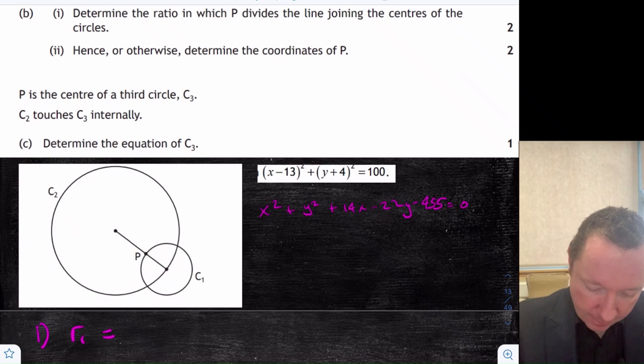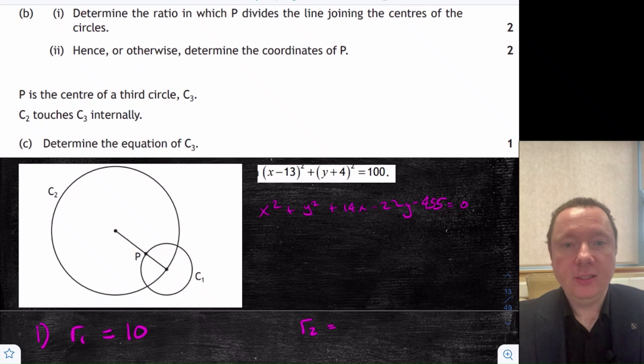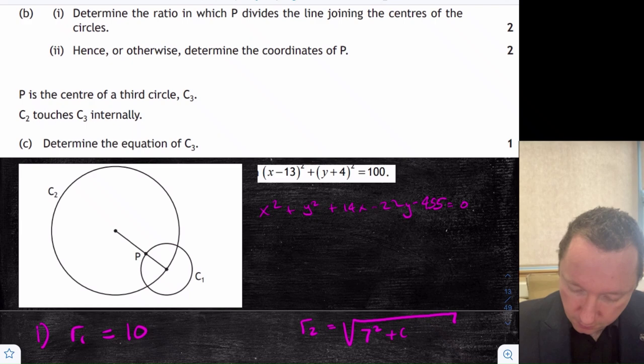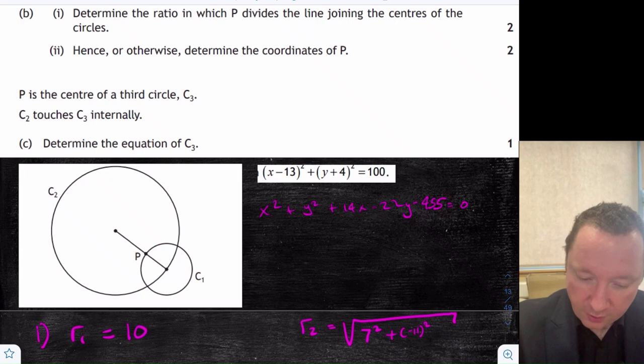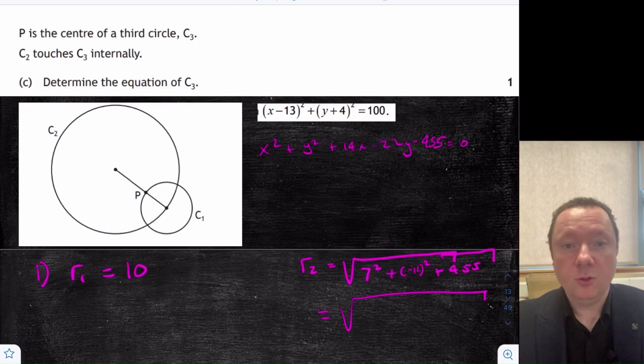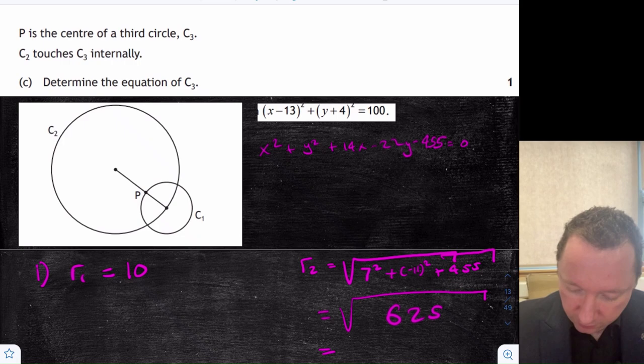So the radius of C1, we already know, is equal to 10. And we can work out the radius of our second circle by using the formula at the start of the exam paper. Remember, it is the square root of g² + f² − c. So g is going to be 7 and f is −11, minus c, which in this case is −455, so plus 455. So that gives us the square root of 625, which is 25.